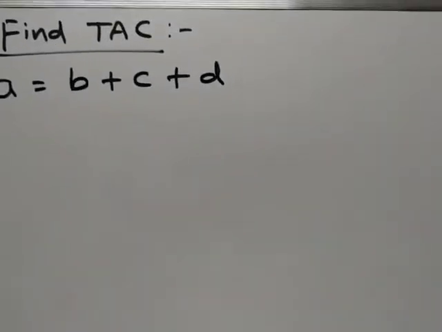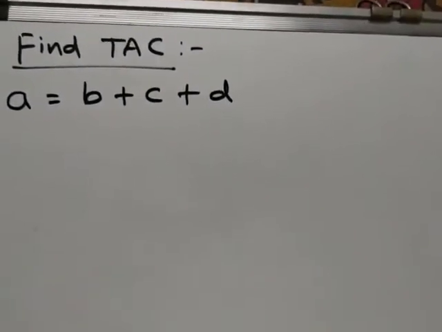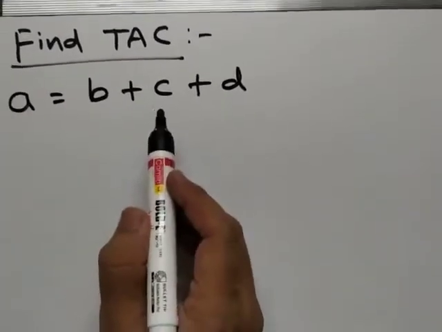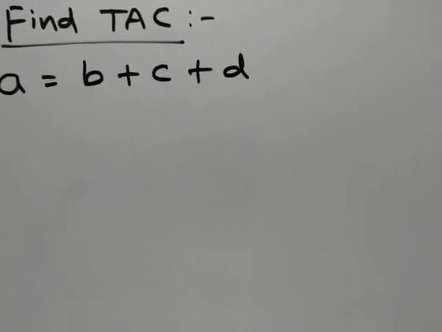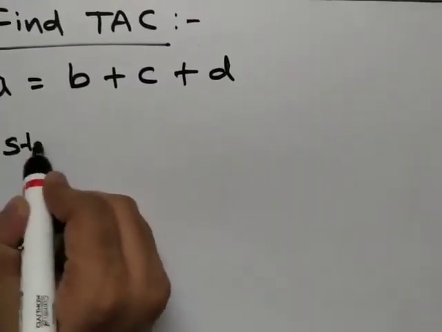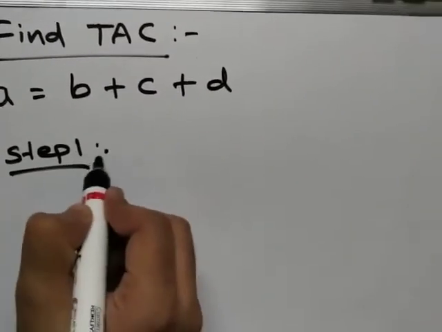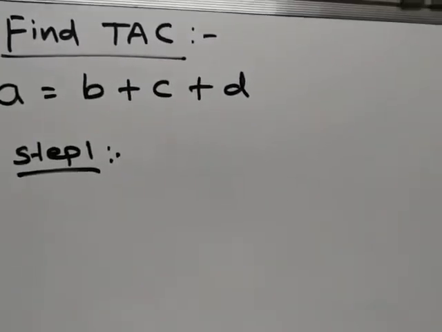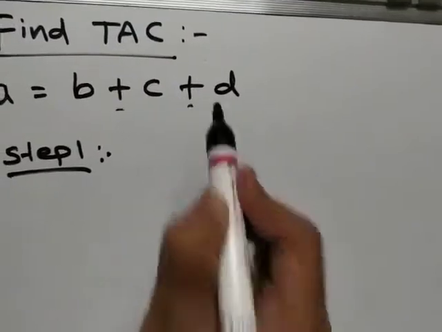Now we will see the first example where we will find the three address code for the given expression. The expression is like this: a = b + c + d. So what we have to do, step by step we will see. First step, you need to see what kind of operators are present in the given expression. In the given expression only the plus operator is present.